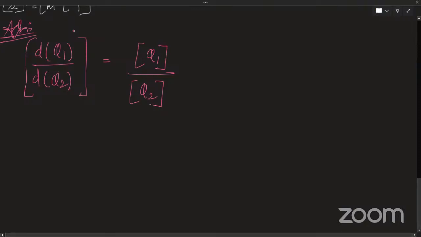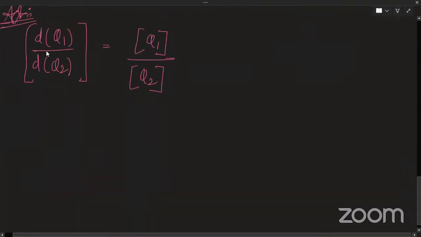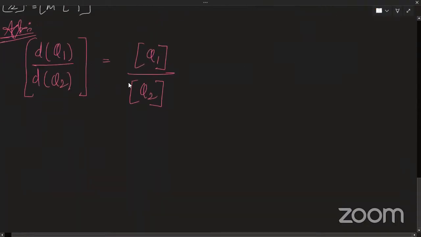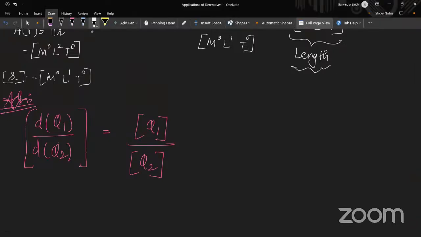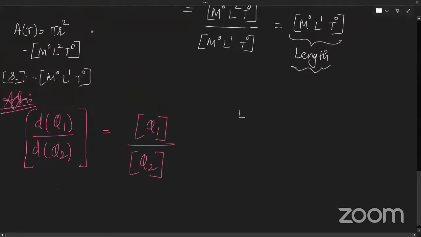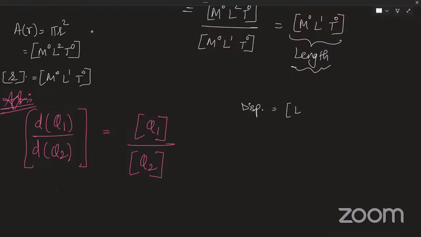Q1 and Q2 can be any quantities you can think of, any physical or mathematical quantities. If you differentiate one quantity with respect to another quantity, the dimensions will also get divided. You can see it very easily. You have got length, or displacement. What is the unit of displacement? It's L, right? L raised to 1.